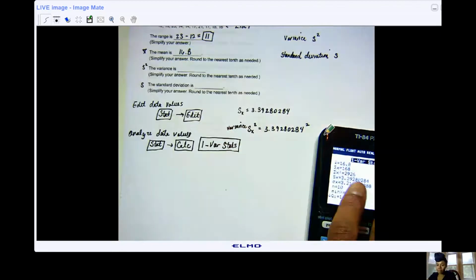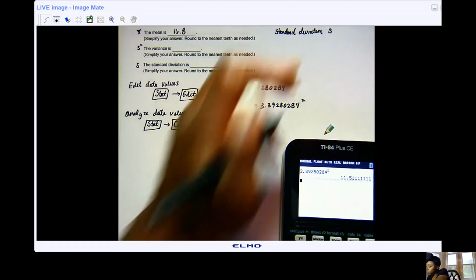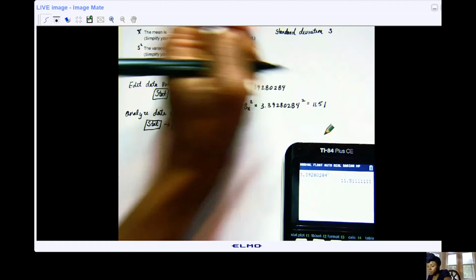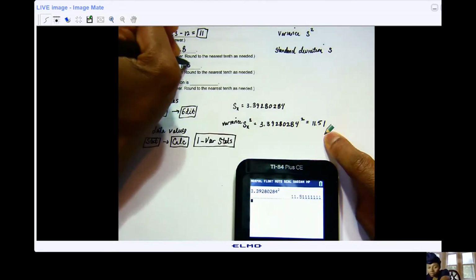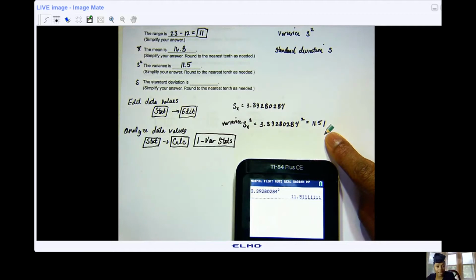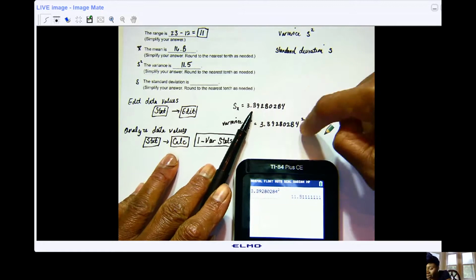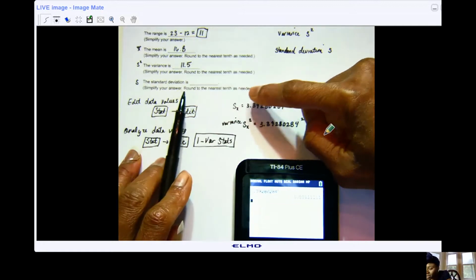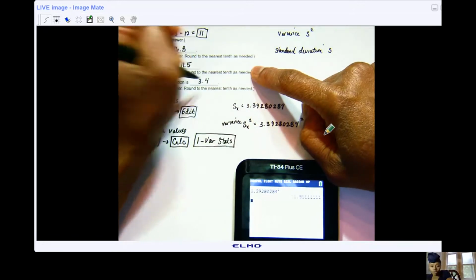3.39280284 squared. So I took every decimal place, 3.39280284, and I'm going to square, and I get 11.51111. So I'm just going to say 11.51. And it wants me to round to the tenths, so just 11.5. Okay? And the standard deviation, well, that is just this value. 3.39 is this value before we squared it. We're going to round it to the tenths. So that would just be 3.4. And we're done.